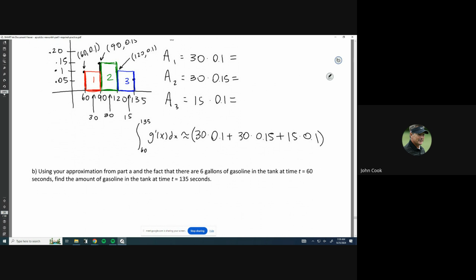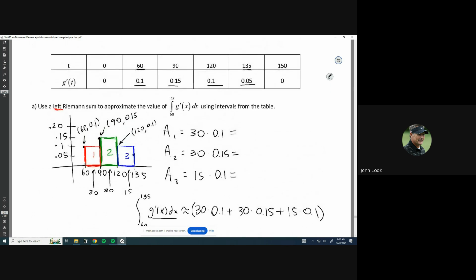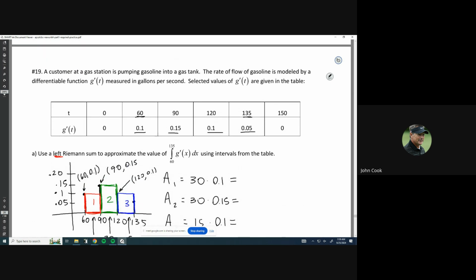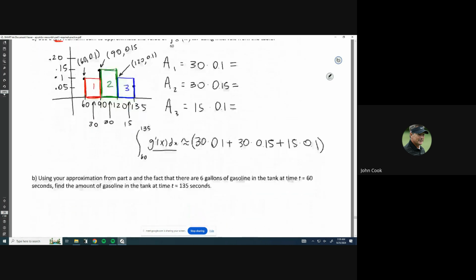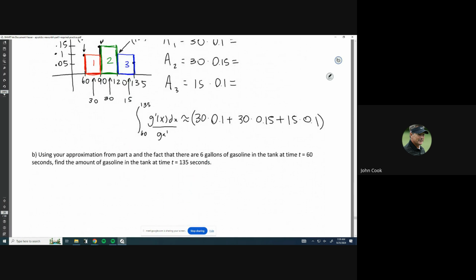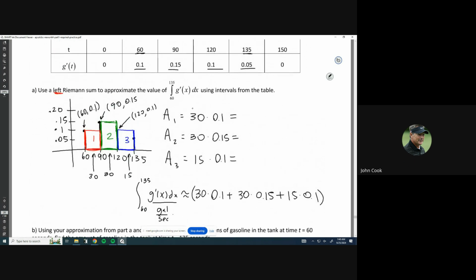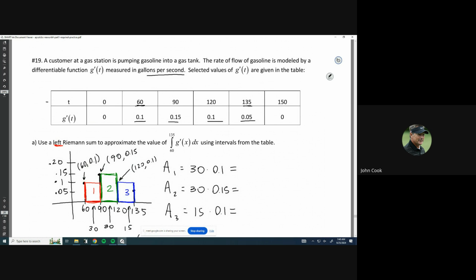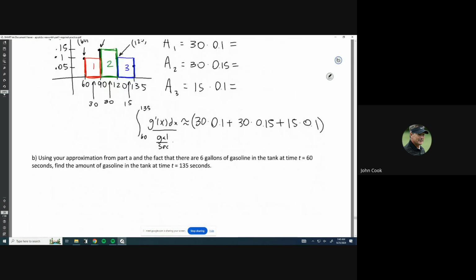So when you have an expression like this, the g prime of x dx, it literally is multiplying on the dx value right there. So this is how you're going to be able to find the units for it. Find the units of g prime of x, and it says it in here. G prime of x is measured in gallons per second. Okay, so it's going to be gallons per second. And then you're multiplying by dx, and dx is going to be the x value or the input value, which in this case is going to be t. Okay, so t is going to be time, and that's going to be seconds.